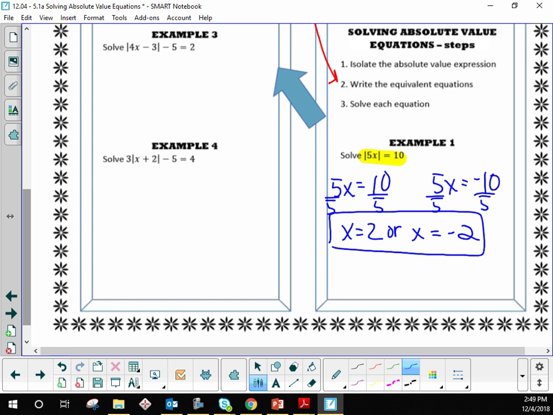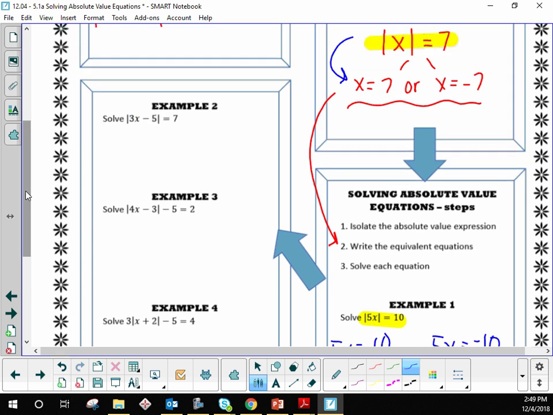All right, so that was a baby example. We're going to level up a little bit. So we had 5x inside the absolute value, and we had a constant on the right-hand side. Going up here to example 2, how have we leveled up a little bit in that problem? There's a minus 5 inside the absolute value now.